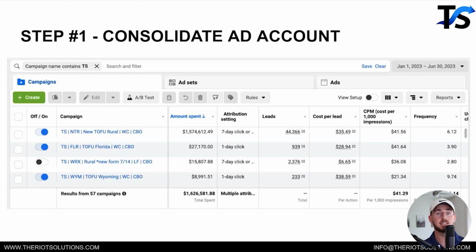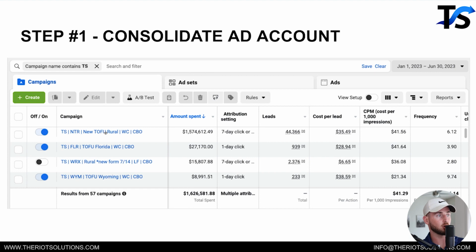Now, number 1, obviously consolidate the ad account. We do 1 campaign per business objective. In this case right here, we have our main campaign, which is Tofu Rural right here. It's where we do all of our spending. Now, we also have Florida and Wyoming, and these are 2 states, because this is all USA right here, that we can't advertise the same ads in as rural right here.